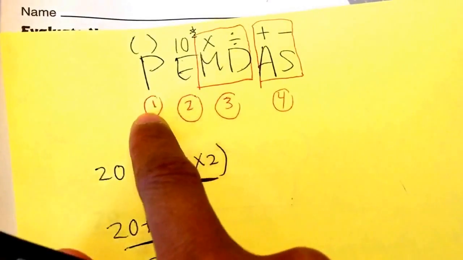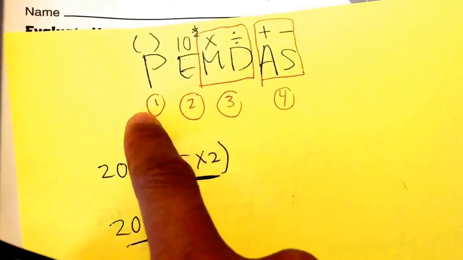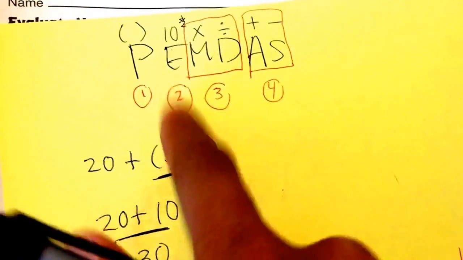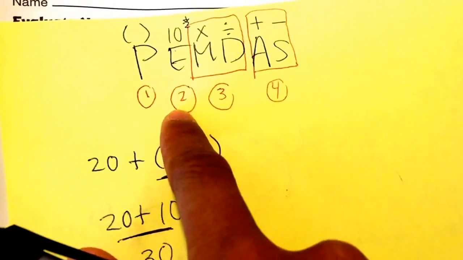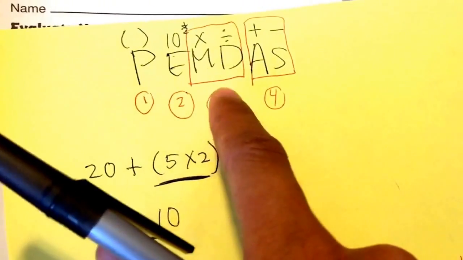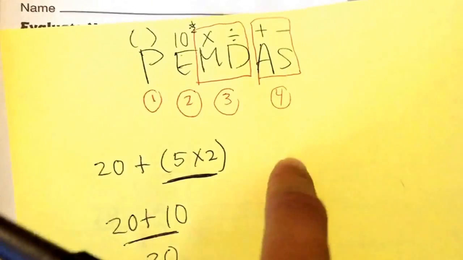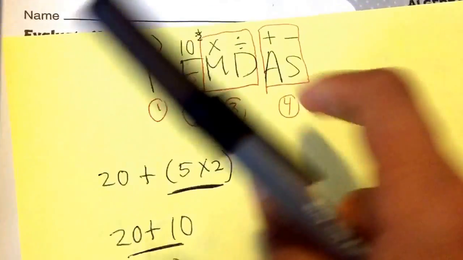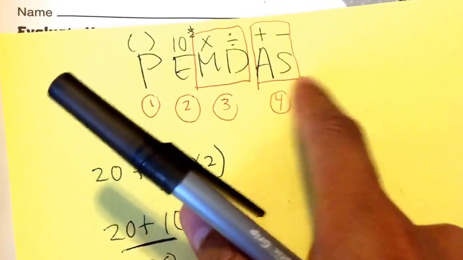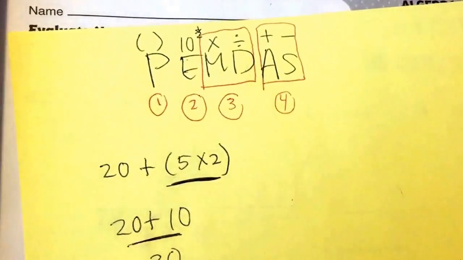We're going to say, are there parentheses? If so, we do it first. If not, we move on. Are there exponents? If so, we do that first. If not, we move on. Is there any multiplication or division? If so, we'll do it left to right before moving on. And then is there any addition or subtraction? We'll do that going left to right.